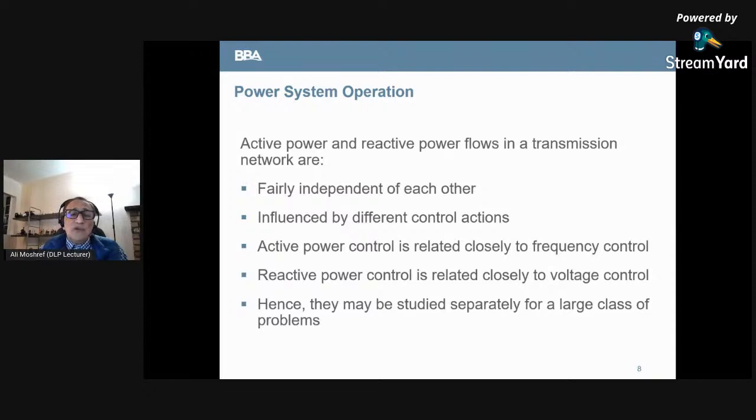Which is a 3 hertz drop. So that's quite a bit. And so this was related to lack of generation and a whole bunch of load shedding following that.